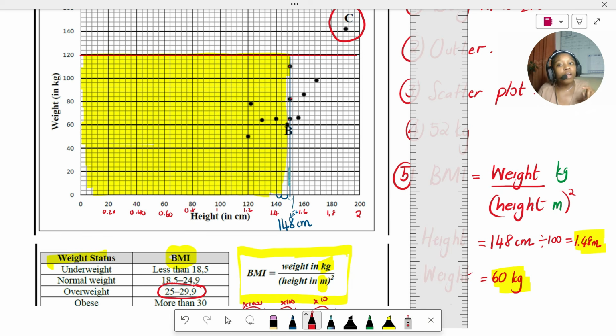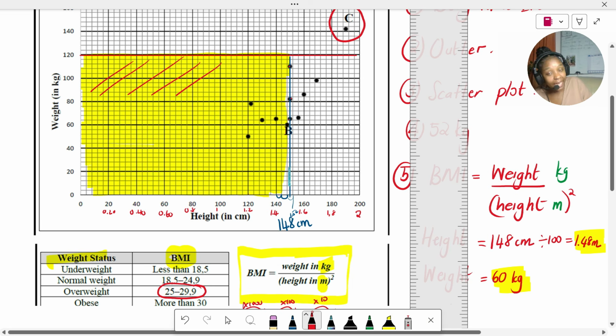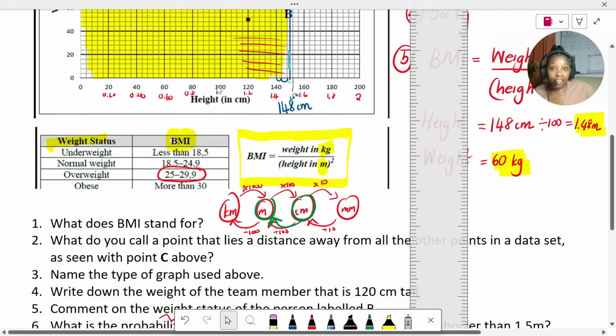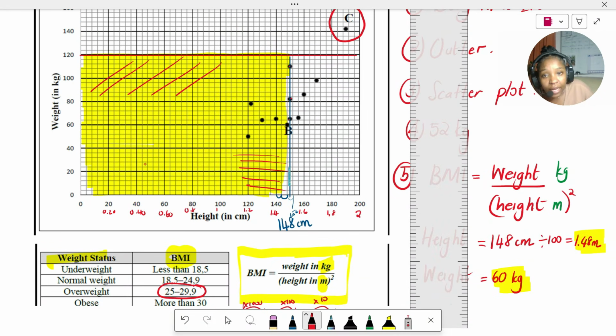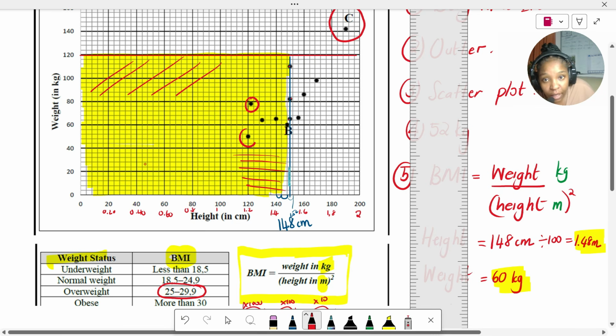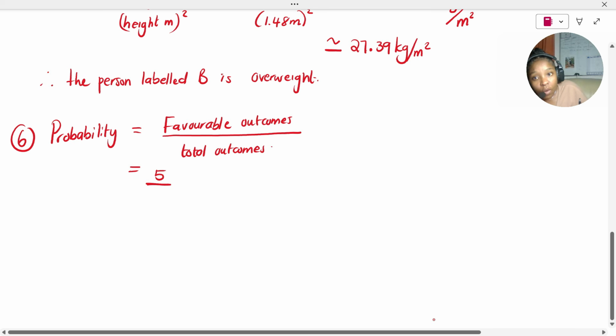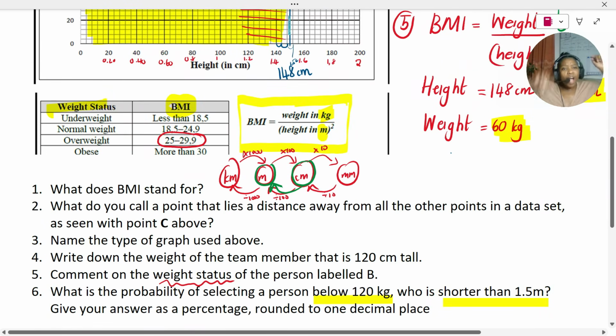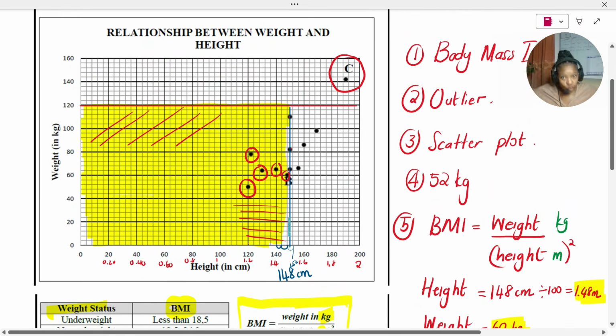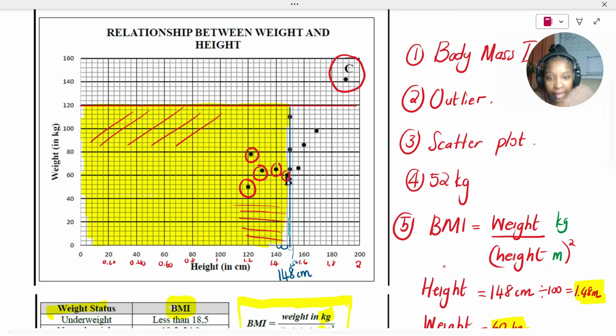What is the probability then of selecting a person that has a weight class that is below 120 kg and that is shorter than 1.5 meters? Okay, so then we're going to count the dots. Our favorable outcomes, the outcomes that we want, that we found from the region that we've highlighted, it's 1, 2, 3, 4, 5. It's 5 over. What are the total outcomes? How many dots do we have in total in this entire graph?